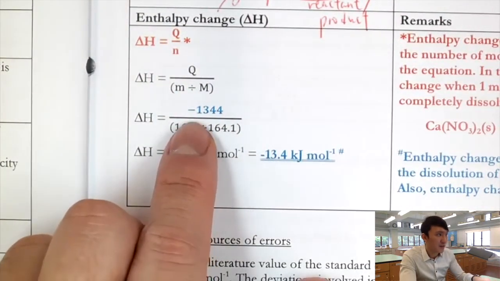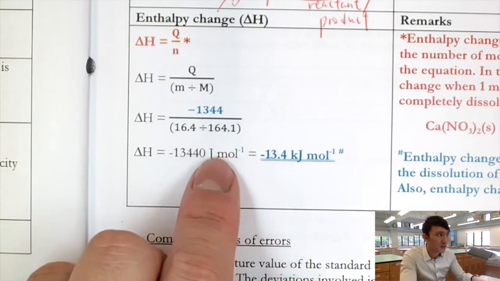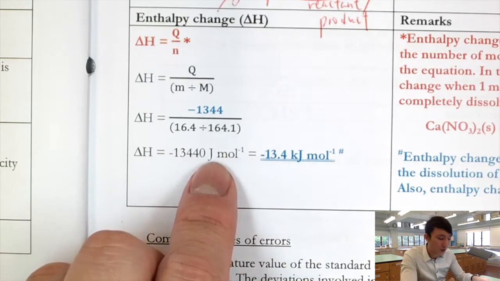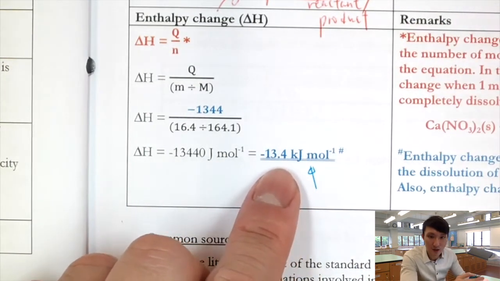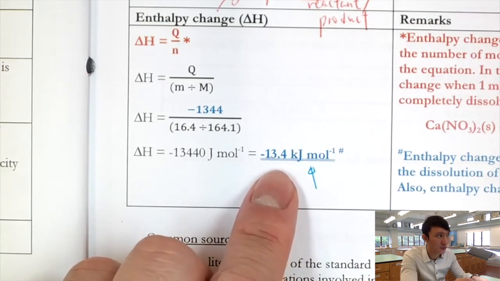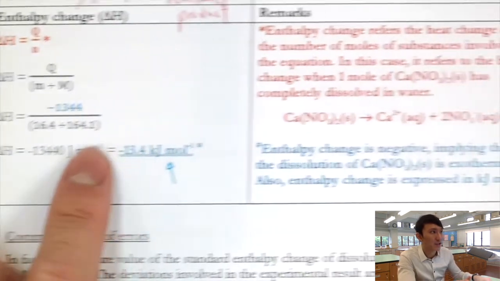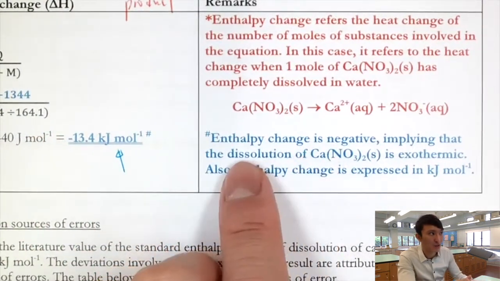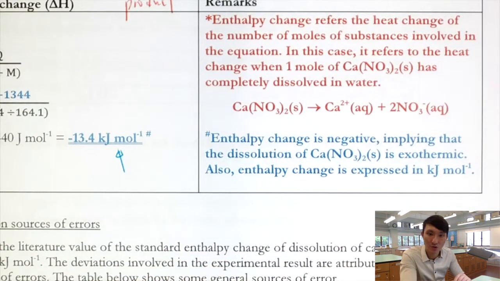So you see there is a negative value, and also you get this huge number, negative 13 something, because it is in joule. But for enthalpy change, you need to use kilojoule. So at the end, you need to divide it by 1,000. Then you will get this negative 13.4 kilojoule per mole. And this is actually the enthalpy change of the dissolution of calcium nitrate. Dissolving calcium nitrate in water is exothermic. So that's the idea.